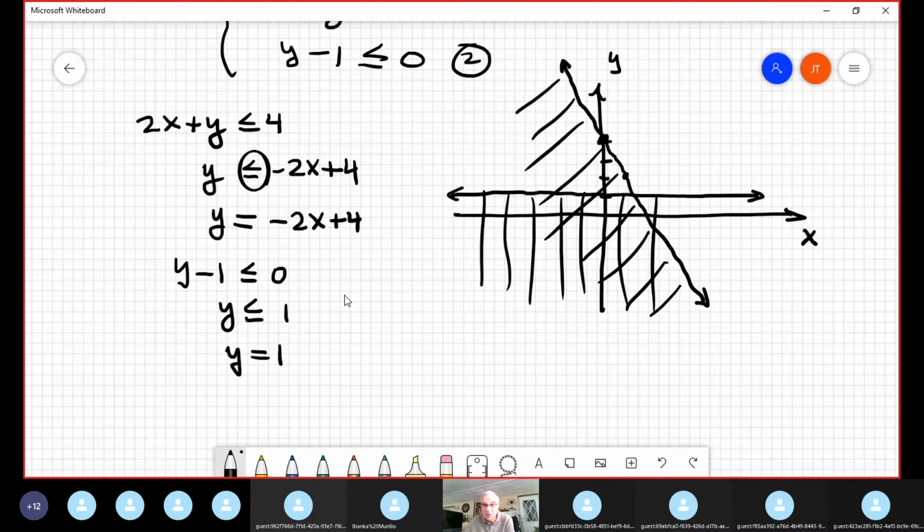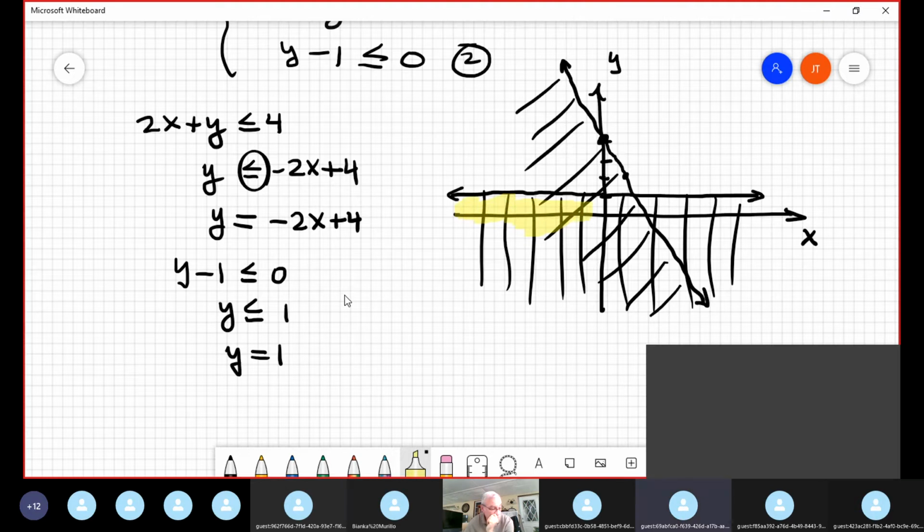Now this is a crucial moment in which you highlight the final answer. The final answer, I suppose, is the intersection, like a little square. What about that part? Is that part below or no? No, that's not below.